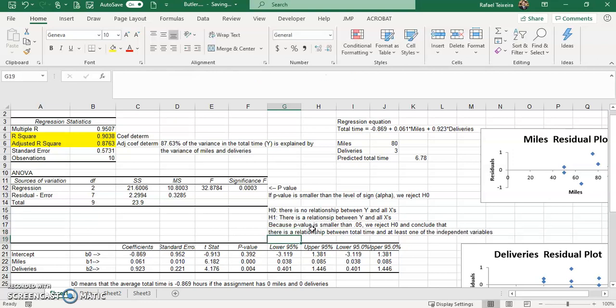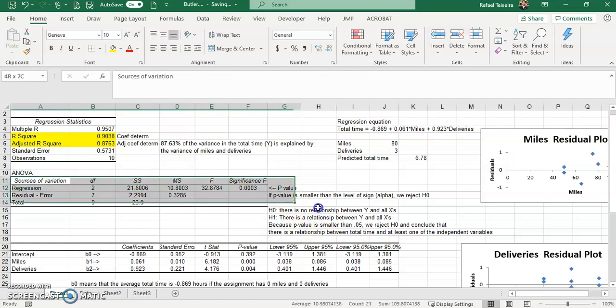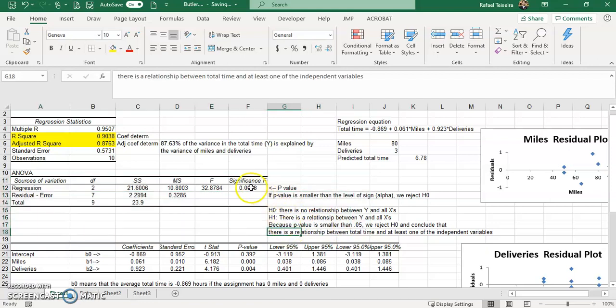Okay, so this is the interpretation here. And this is the test of significance for the ANOVA table. Okay, this is what we can conclude. If this is significant, and if it's smaller than the alpha level, we reject the null hypothesis and conclude that total time is related to one of these two independent variables. The problem is we don't know which one.